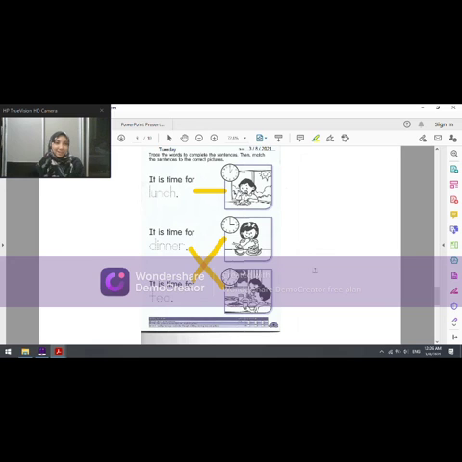Alright kids, we are done with the 3 pictures. We have completed all the exercise for today's lesson. Additional task, if you want to do, you can color all the pictures. You can color the first, second and third pictures if you want to make your book look beautiful.